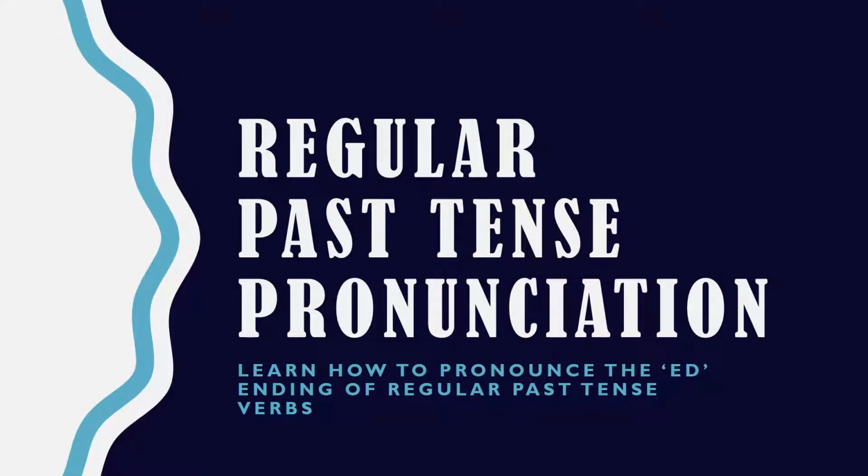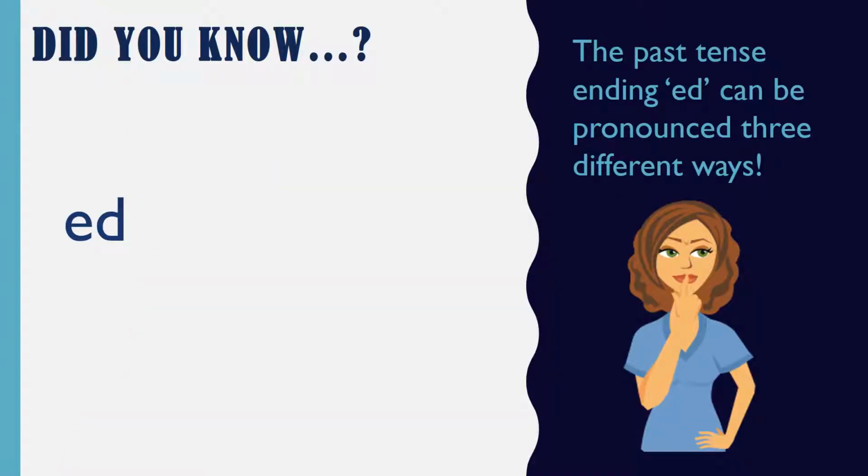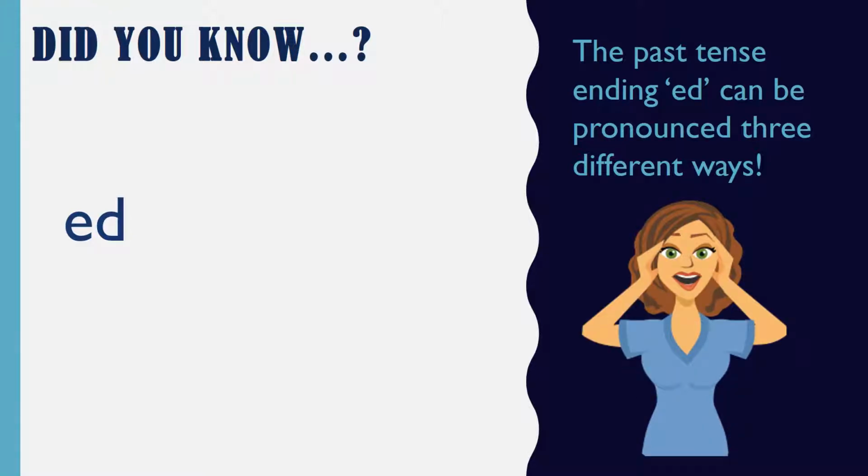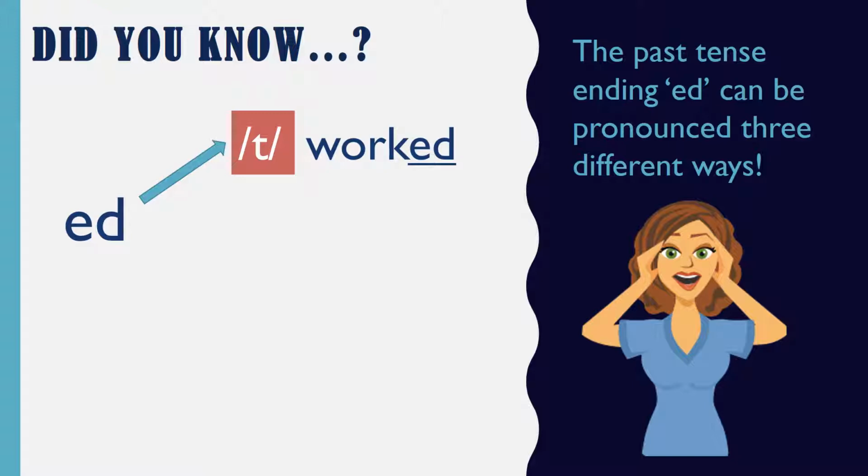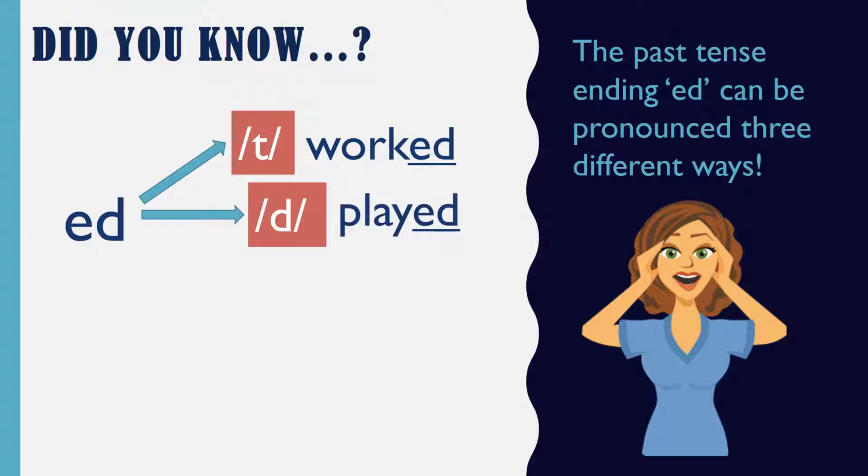In this video, we will review the pronunciation of regular past tense verbs. Did you know that ed in English is pronounced 3 different ways? Ed can be pronounced like t, as in worked. It can be pronounced d, as in played. And it can be pronounced id, as in started.